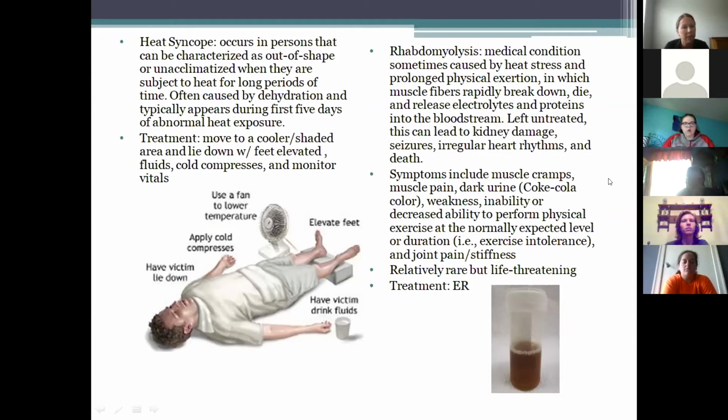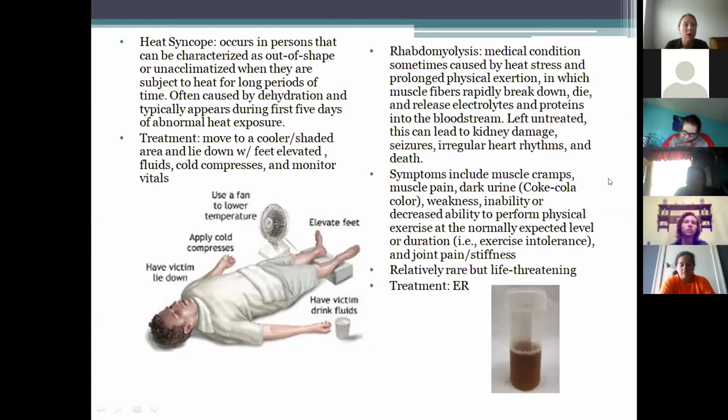So this could be something that we see in band camp this summer, especially due to the current climate with COVID, our quarantine, us being inside at home, not having much exposure to the heat. If we're seeing this, it usually occurs in those first few days. Treatment for heat syncope: you want to move the individual to a cooler, shaded area, have them lie down on their back and prop their feet up, okay? Elevating their feet will allow some blood to centralize back into their body, which will assist with returning their blood pressure to a normal level.